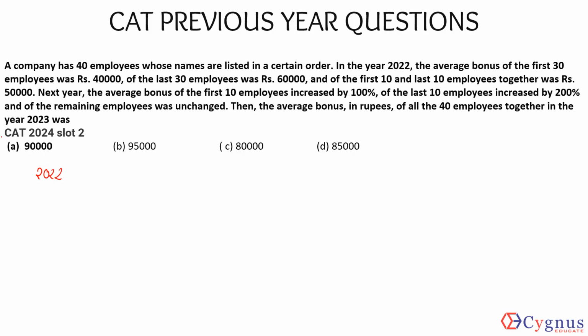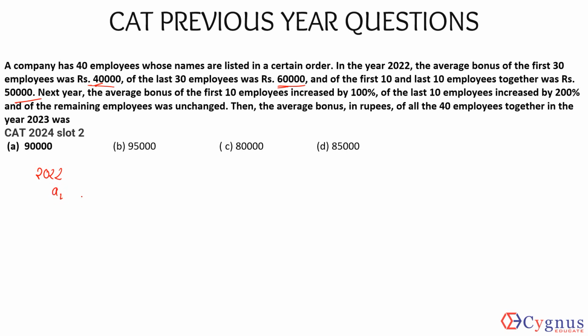Now look at all these figures. They are given in terms of what? Thousands. 40,000, 60,000. So let's take it equal to 40, 60, so that the calculation becomes easy. Now he's talking about the first 30, last 30, first 10, last 10. So let's divide all these 40 employees into four parts.